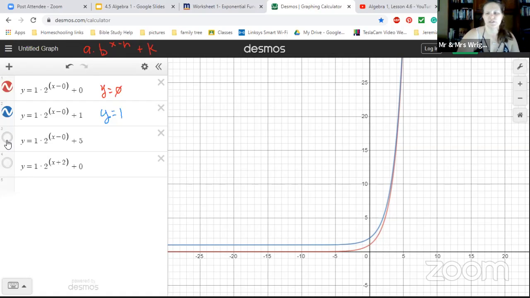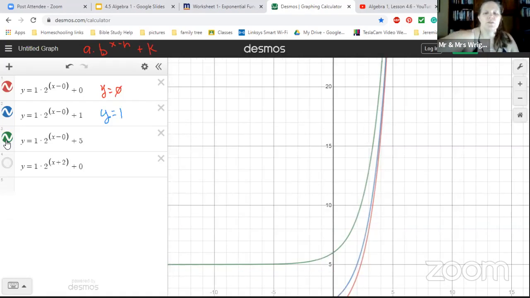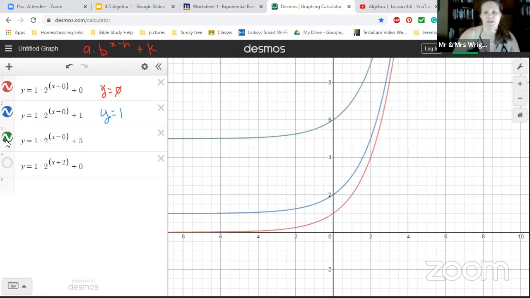All right, let's turn on this line and see what it looks like. It looks like everything got shifted up 5 places, and that's exactly what happened. So the point 0 got shifted up 5 places.